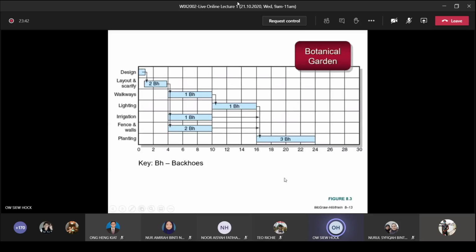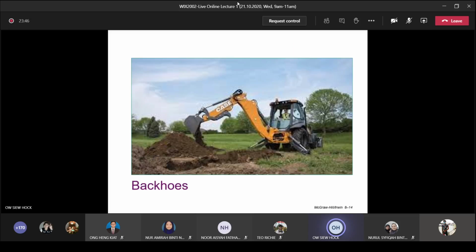So do you know what a backhoe looks like? Okay, if you do not know, this is how a backhoe looks like. So this is a backhoe here, this part. Understand? So for the botanical garden, you need this equipment, or this machinery.